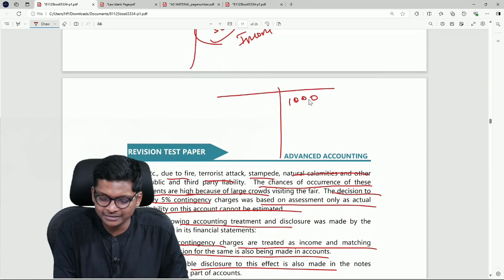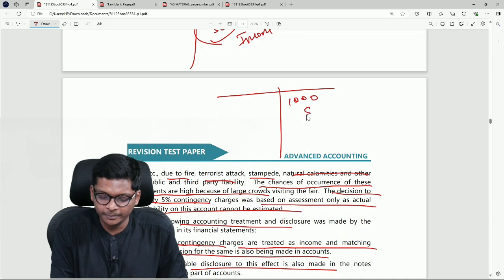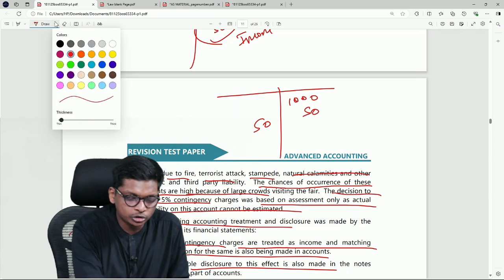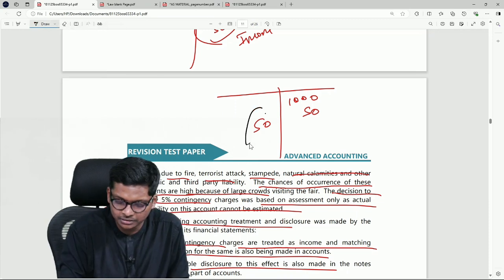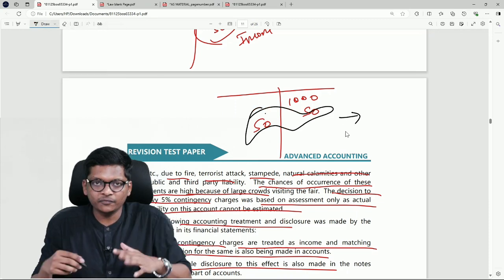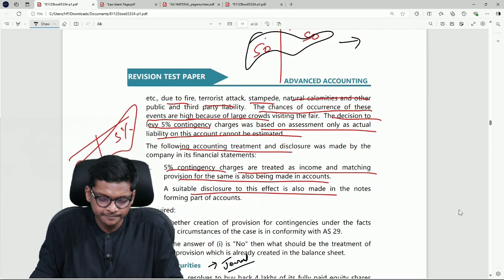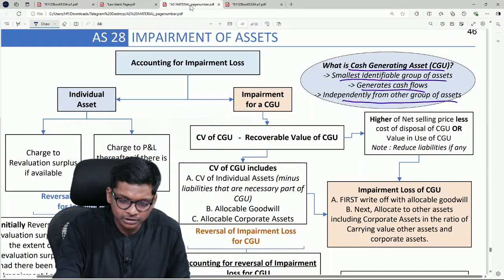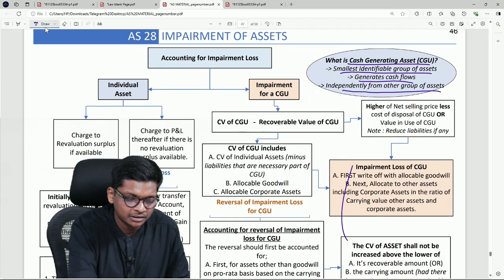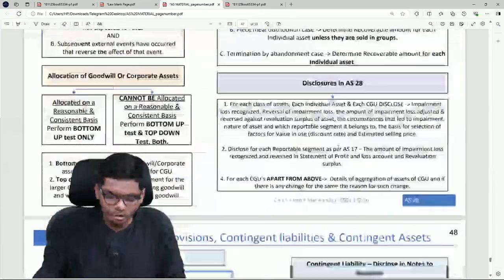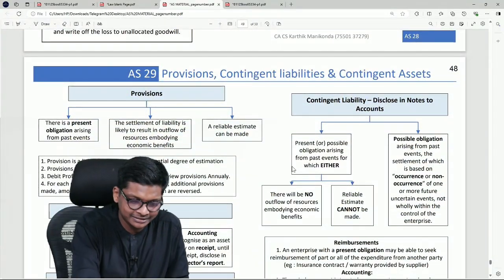If 1000 rupees is income, they are charging an extra 5%, 50, as additional income and also creating a provision for this. Why are they doing this? For some safety, if something goes wrong. They are asking, is this fine? Let's go to AS 29 once and read the definition of provision, because then only you will understand.